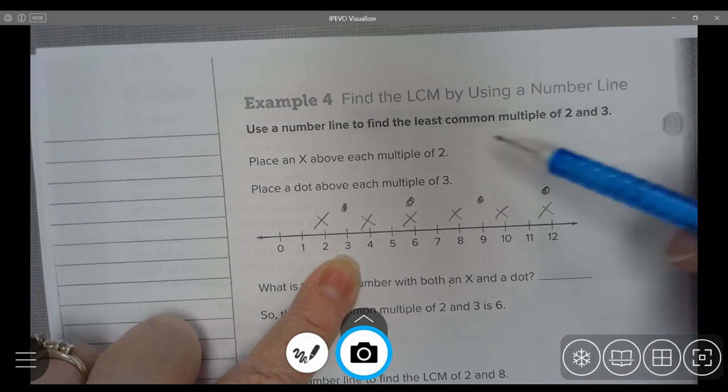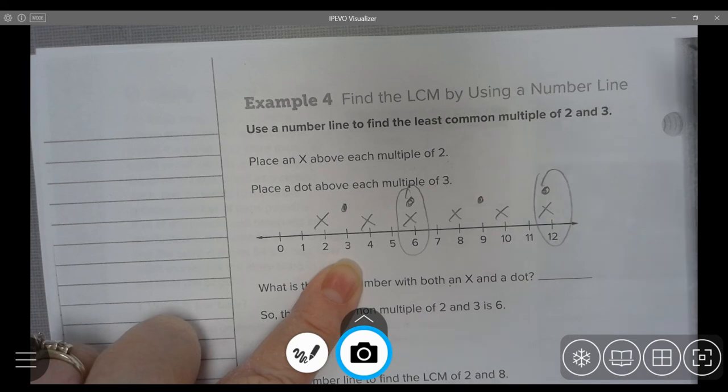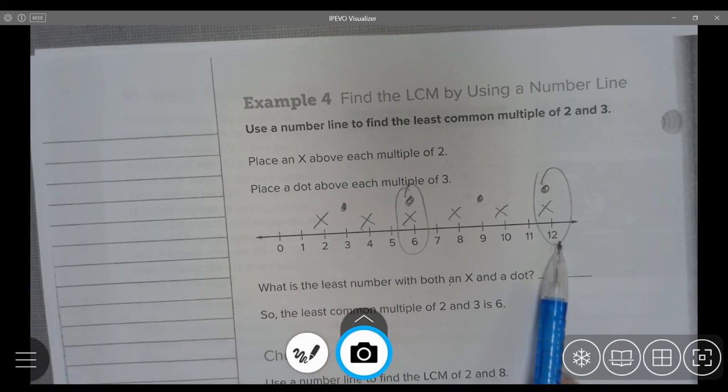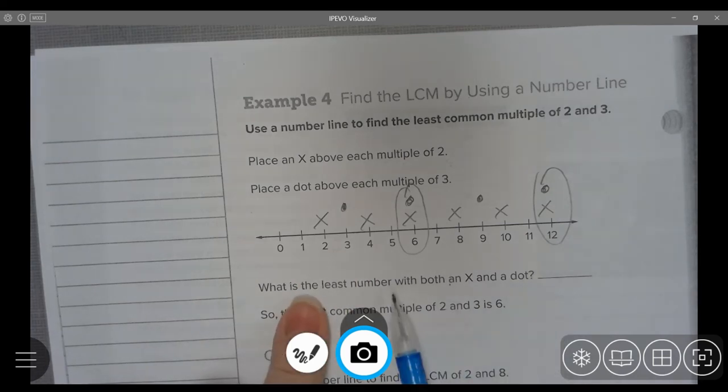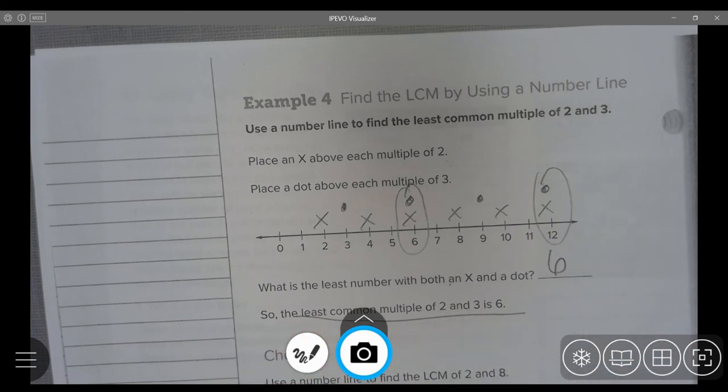I see that 6 and 12 have both an X and a dot. So 6 and 12 are common multiples of 2 and 3, but we're looking for the least common multiple, the first with a dot and an X above it, and that would be 6. So the least common multiple of 2 and 3 would be 6.